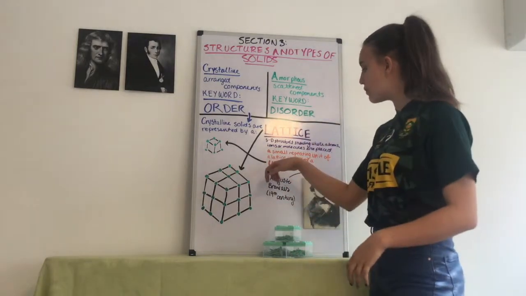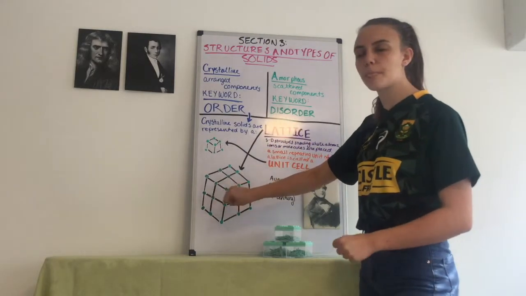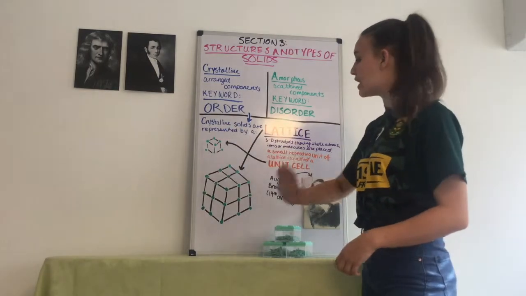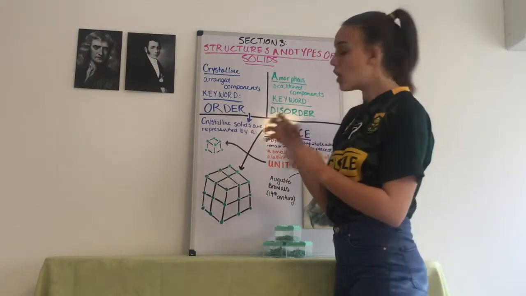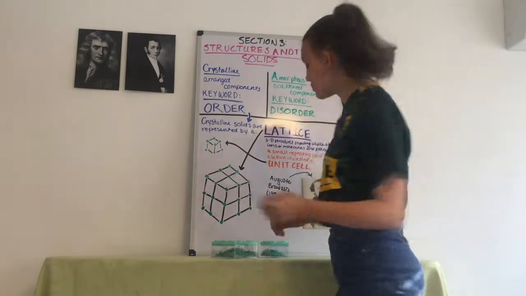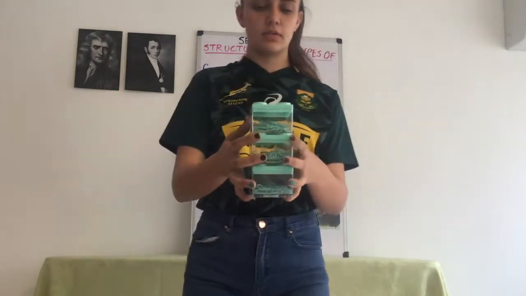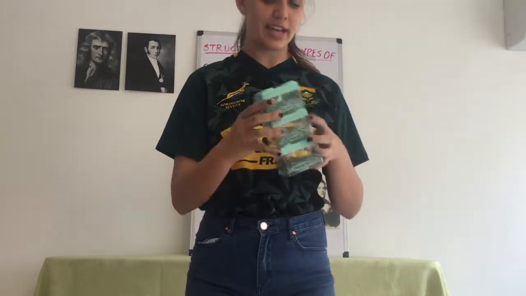So here we have what a unit cell would look like, and this is what a lattice would look like. So a unit cell is a small piece of a lattice. So basically, to understand this, I have these 3 little blocks. These are like giant Lego paperclip holders that I had lying around.